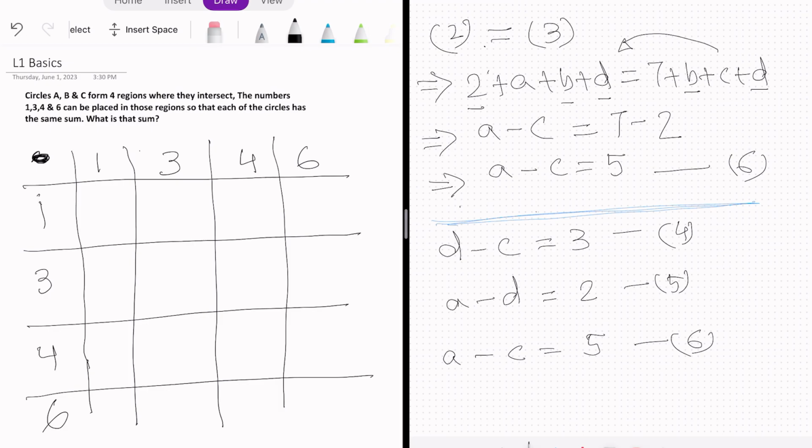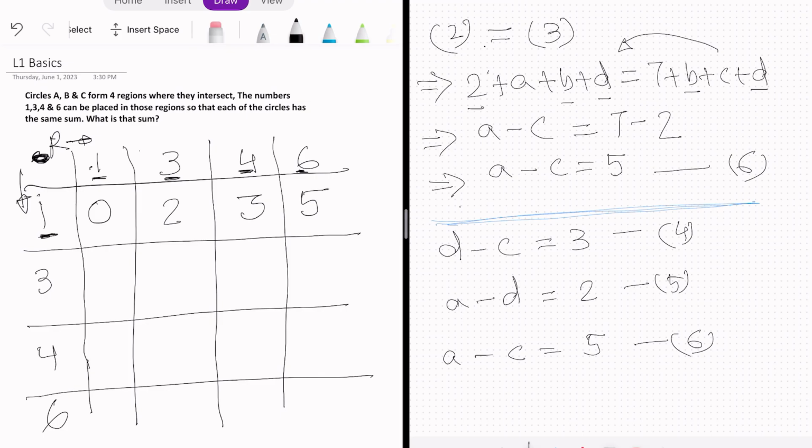Let's do a subtraction and see what happens. I'll subtract the columns from the rows here. So 1 minus 1 is 0. 3 minus 1 is 2. 4 minus 1 is 3. 6 minus 1 is 5.